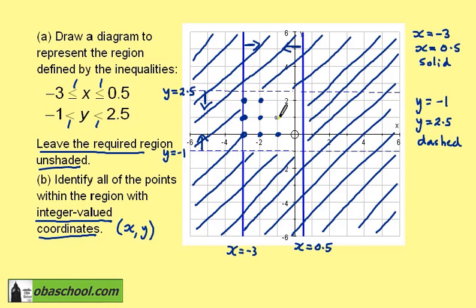Notice with all of these points that both coordinates are integers. But remember, those that lie on a dashed line are not in the region, and the same here, and the ones that lie on this line are not in the region, because this is the line x equals 0.5, and therefore the x-coordinate of points on this line are not integers. If necessary, we could list the coordinates of all of these points.